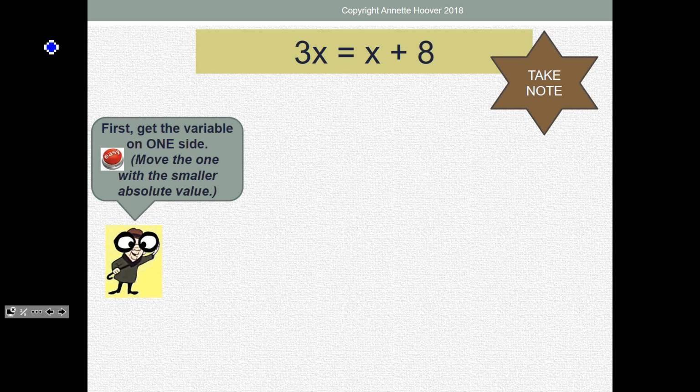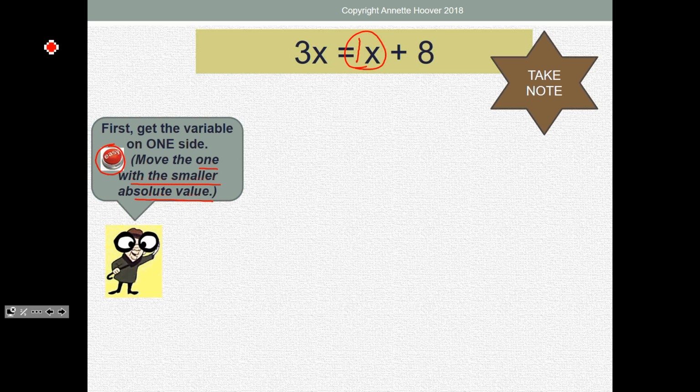one side. Now, if you want to press the easy button and remove a step, always move the one with the smaller absolute value. That will keep you from having to divide by -1 at the very end. But if we look up here, we have 3x and a 1x. So we're going to move the one with the smallest absolute value, and 1 is closer to 0 than 3.